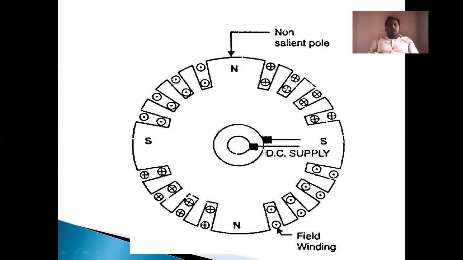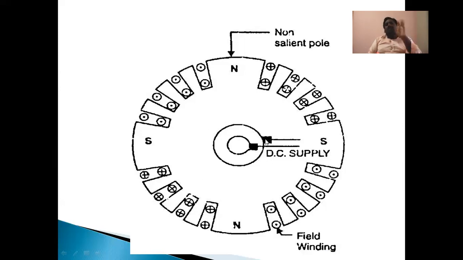And also here, this is mechanically balanced because the diameter is less, with uniform air gap maintenance. That's why this type of arrangement limits the speed. When it goes to overspeed, it can act as a flywheel. Due to the flywheel effect, the field windings change their position and short circuit. So to avoid that problem, the speed is limited in this type of rotor.